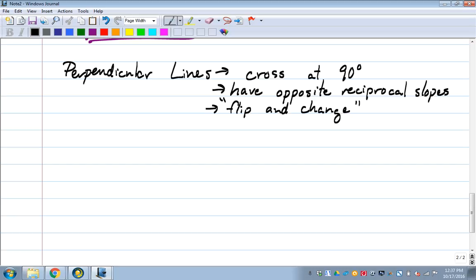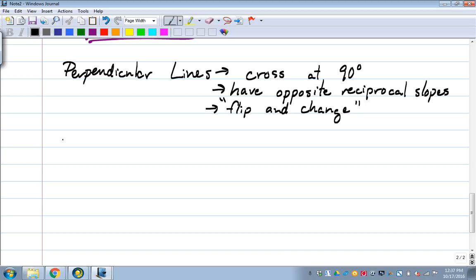They have opposite reciprocal slopes. Okay. That means you're going to flip them over and change the sign. Flip and change is what we're going to do with the slopes. So if it's 2/3, you'll flip it over to 3/2 and then change the sign to a negative. If it's negative to begin with, the perpendicular slope will be positive, and you're going to flip it over. Okay, so that's what makes perpendicular lines work.